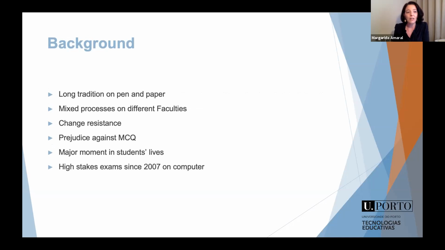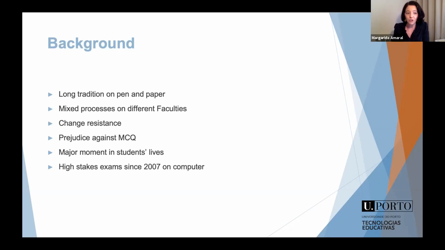Some background. These are diverse topics in the background. They may or may not relate with each other, but they all contribute to the different challenges of the implementation of e-assessment at a high-stake level. Students have been taking pen and paper assessment since 6 or 7 years old. We all took paper and pen exams during our academic life, and we were facing new challenges when we went online.